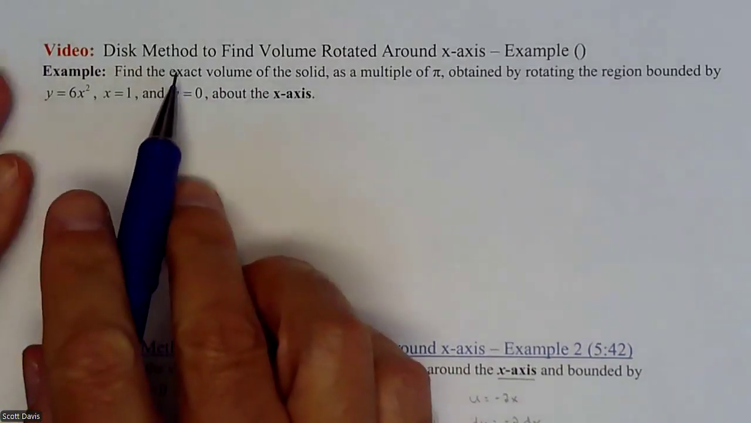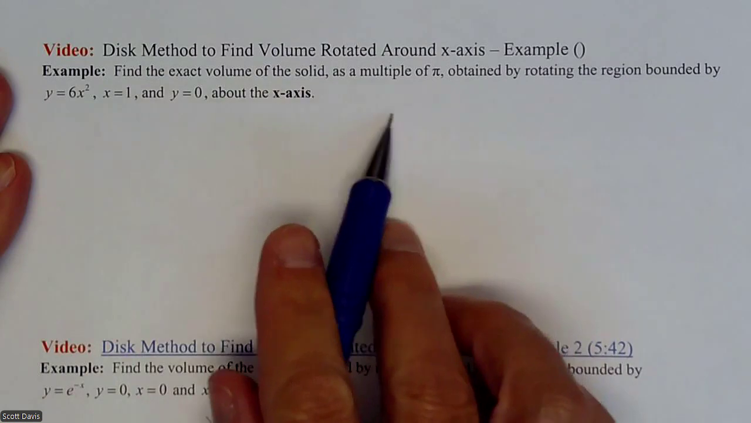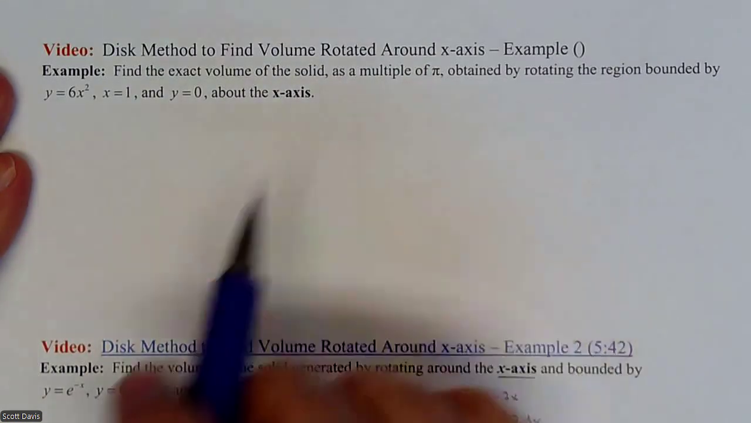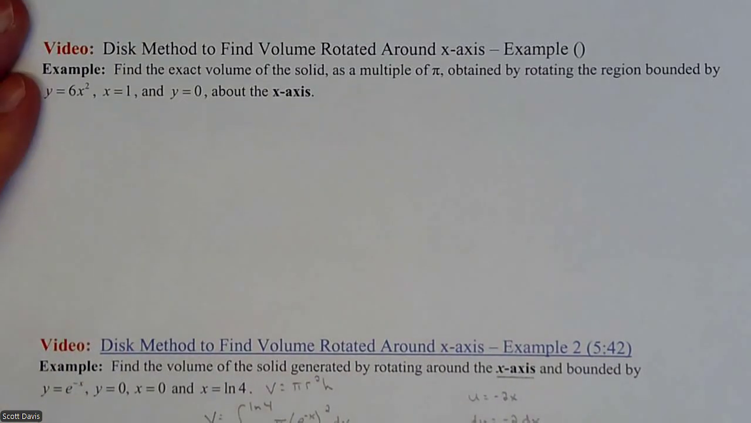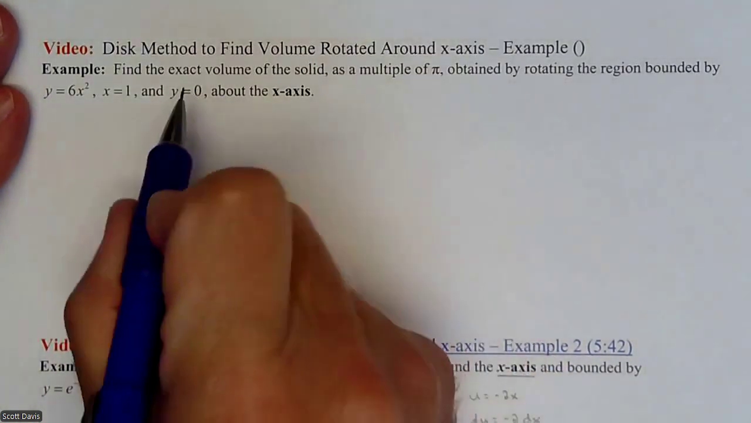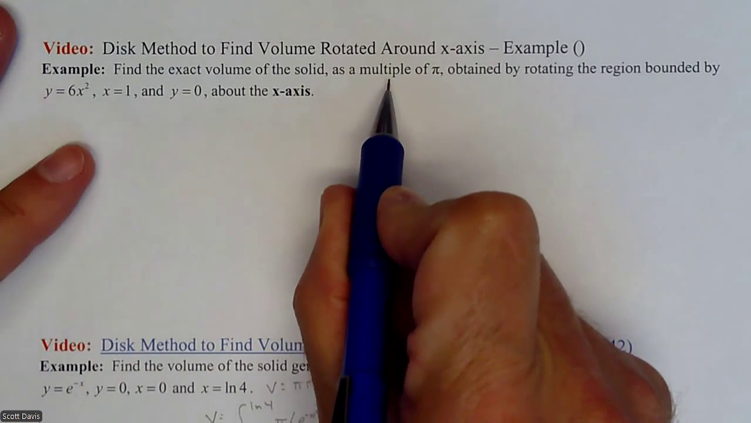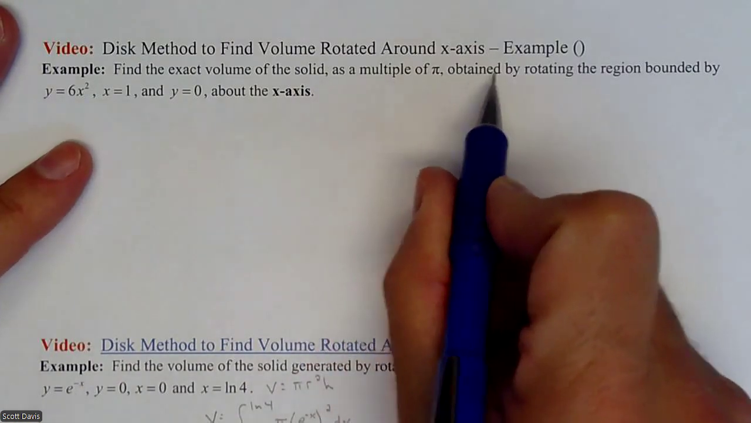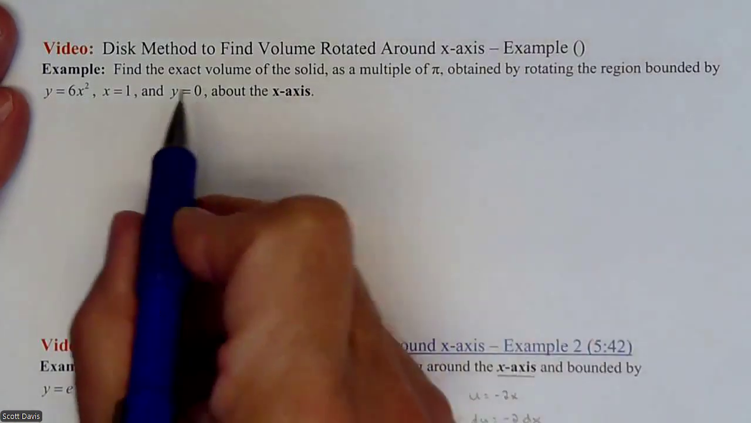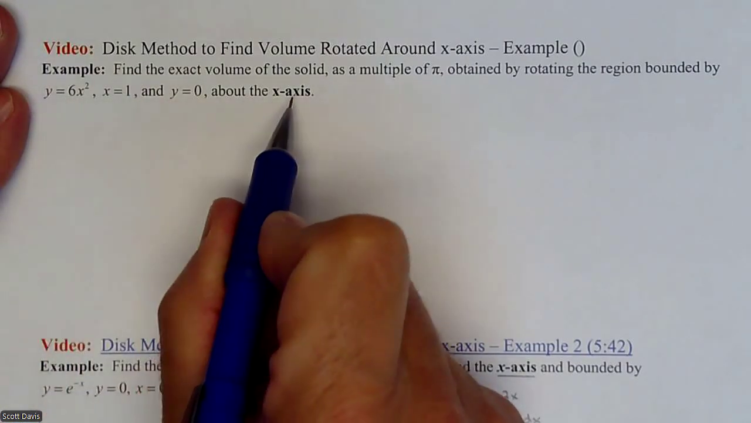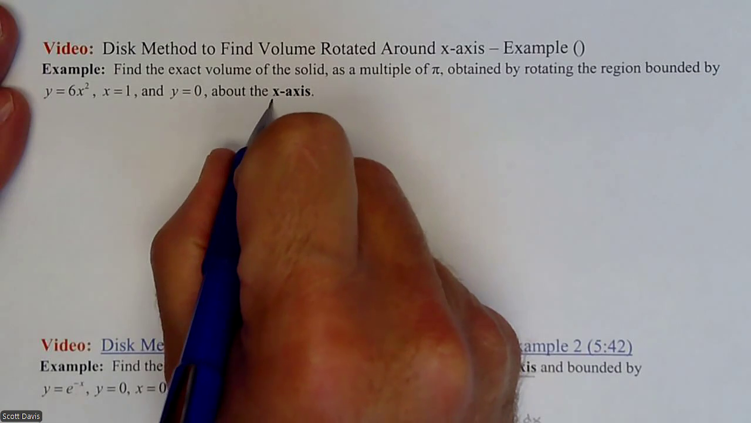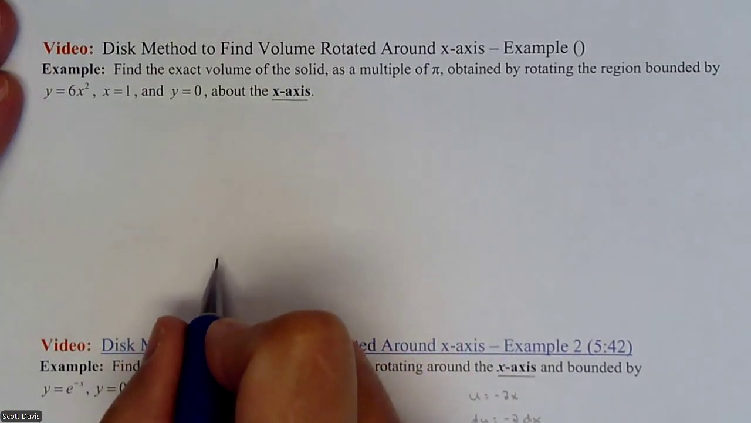In this example, we are looking to find a volume given by some bounds, and we're going to leave our final answer in terms of pi. So here's what we got going on. We are trying to find the exact volume of a solid as a multiple of pi, so it just means in terms of pi, obtained by rotating a region bounded by a quadratic, and then y equals 0, and we are rotating it around the x-axis.